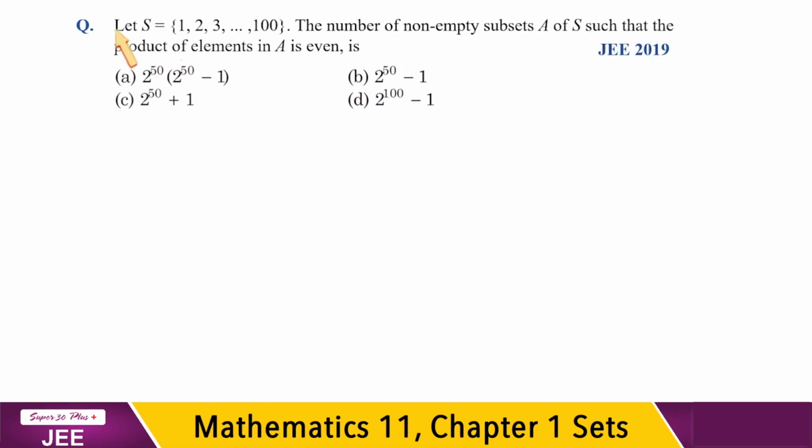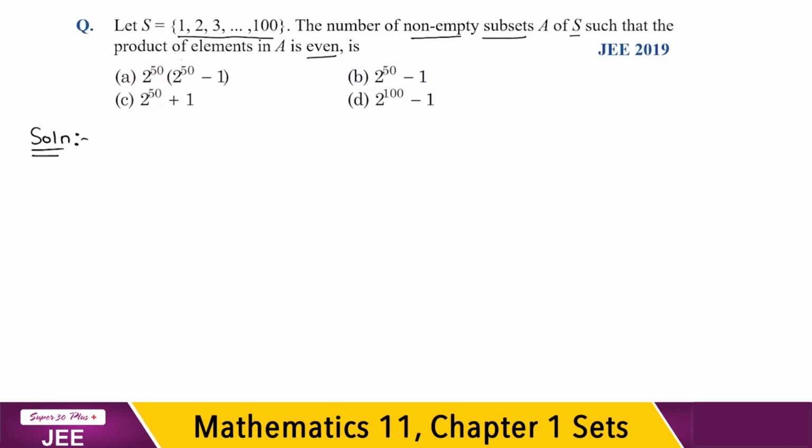Next question says, let S be the set consisting of 100 natural numbers starting from 1. We have 100 natural numbers starting from 1. The number of non-empty subsets A of S such that the product of elements in A is even is going to be how much? This has been asked. So let's begin with the solution part.